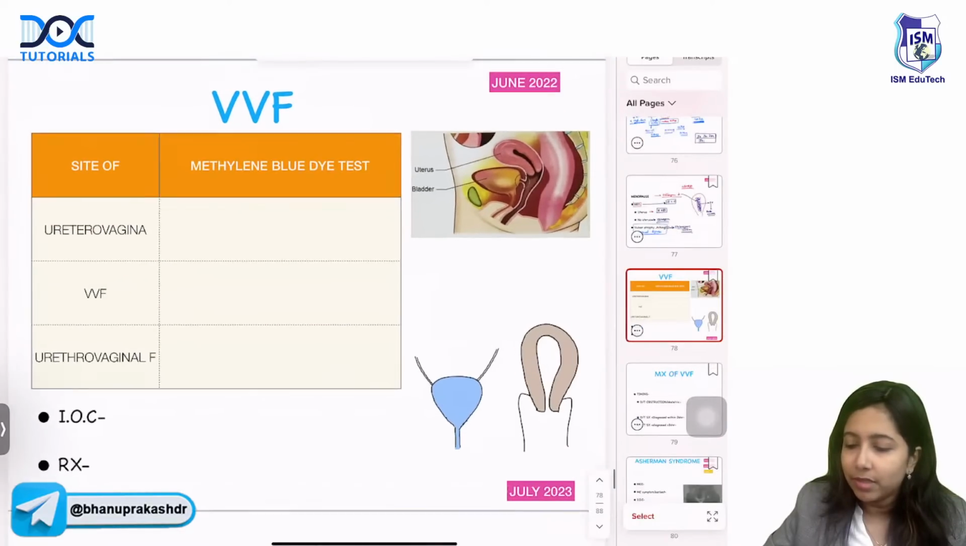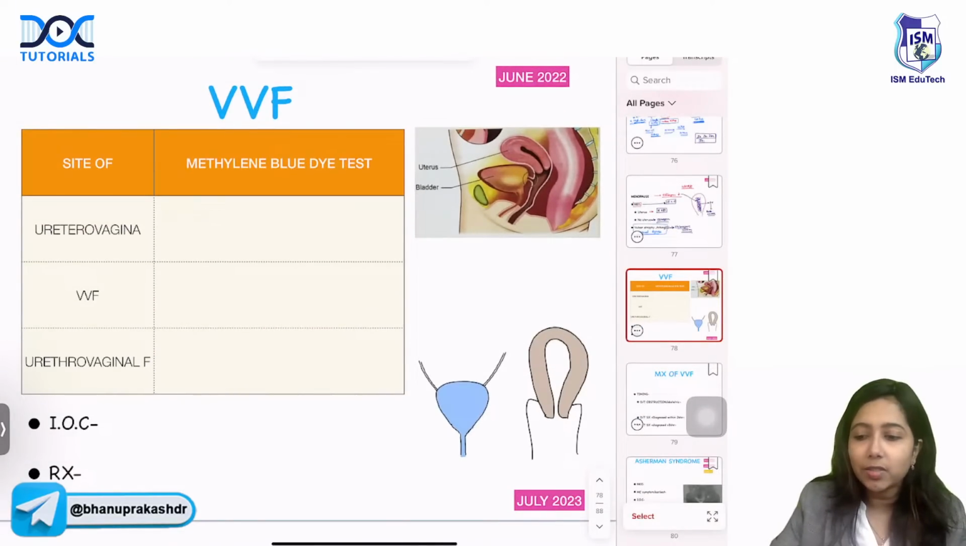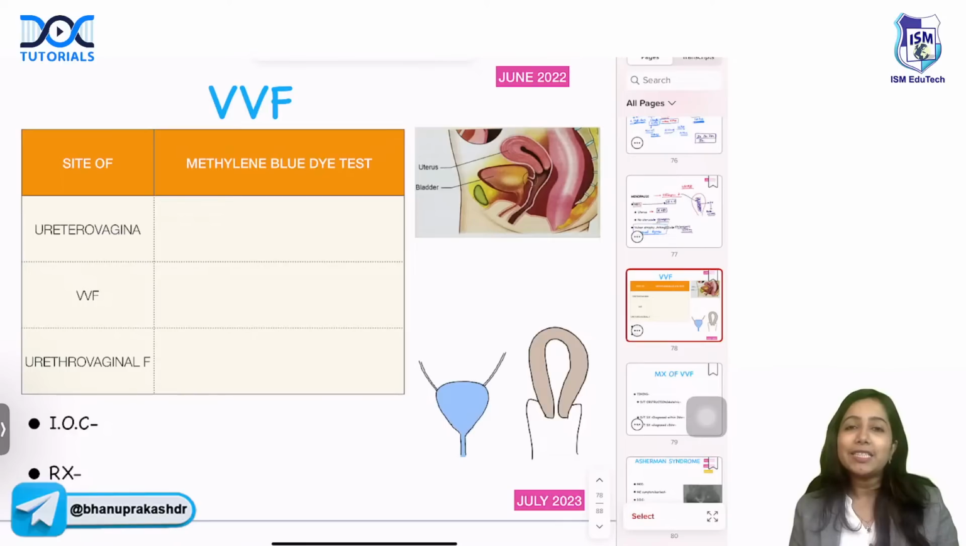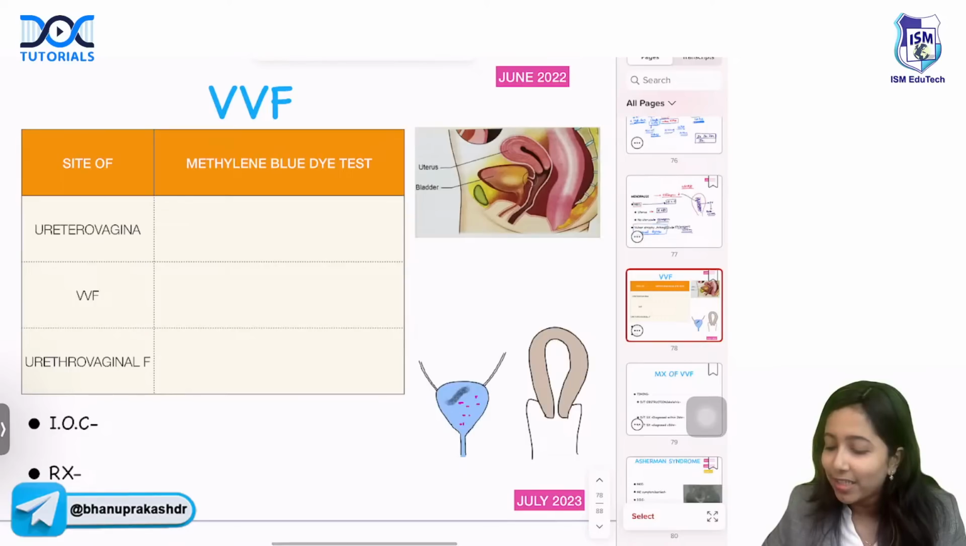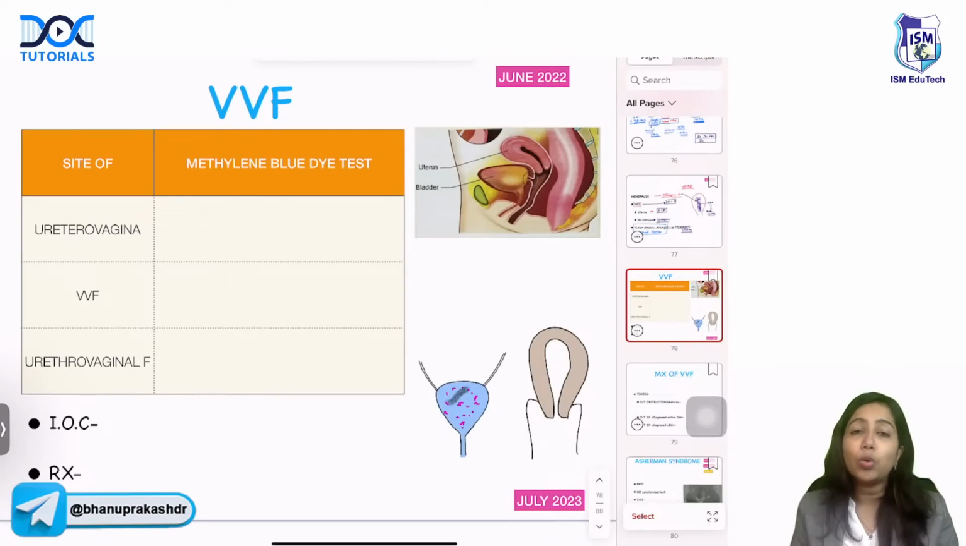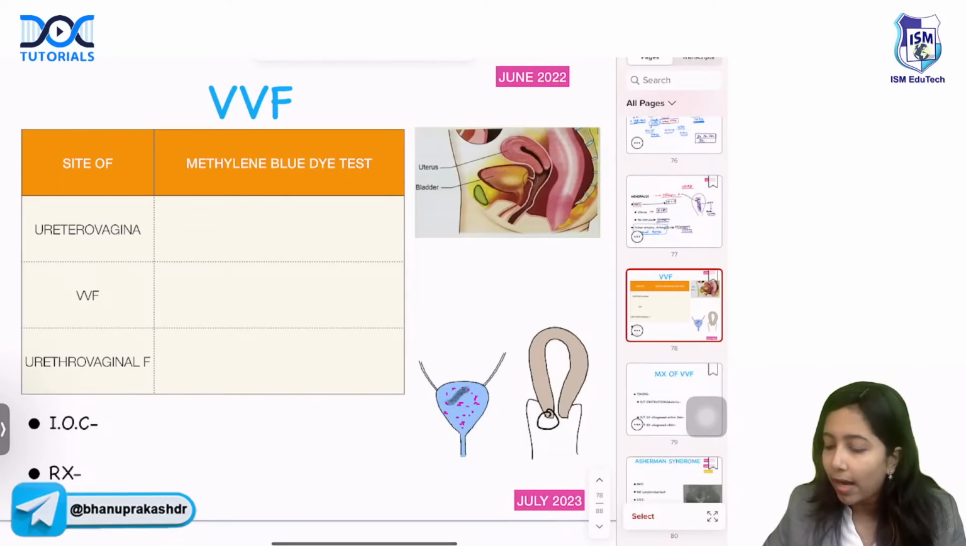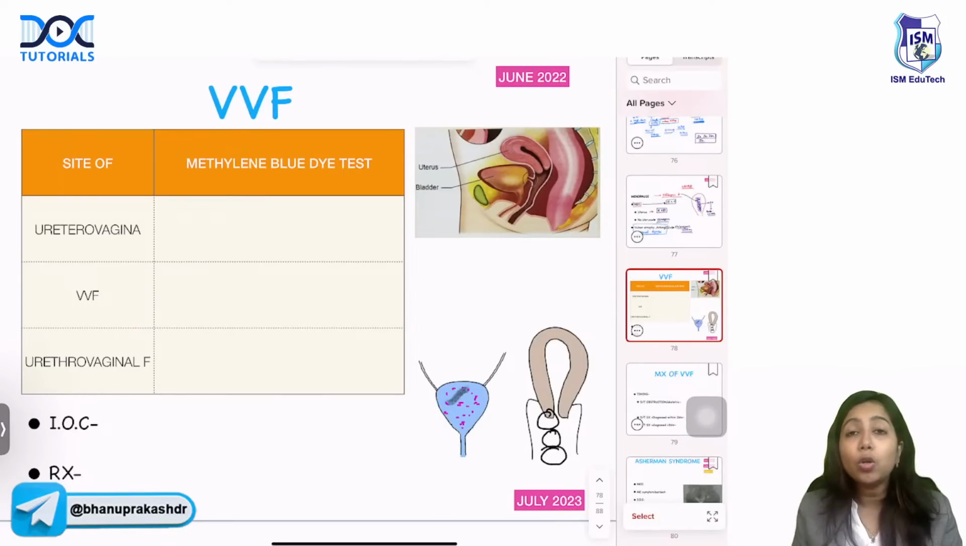Okay, coming to VVF. Actually, in VVF, there have been multiple questions. Let's see some of the important things from VVF. In VVF, you should know about this methylene blue dye test. Methylene blue dye test is also known as the three swab test. In this, we basically fill the bladder with methylene blue dye. I have already filled this bladder with methylene blue dye for you. We fill the bladder with methylene blue dye and we insert three swabs in the vagina and we look which swab is stained and soaked so as to assess the site of the fistula.